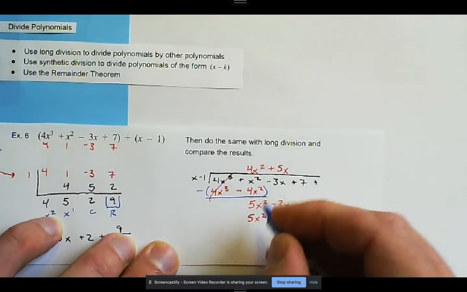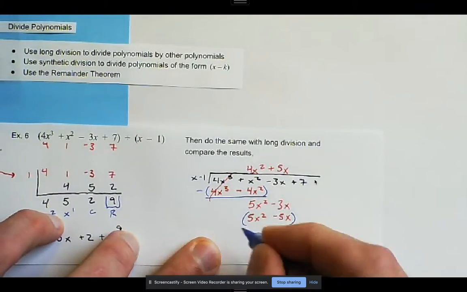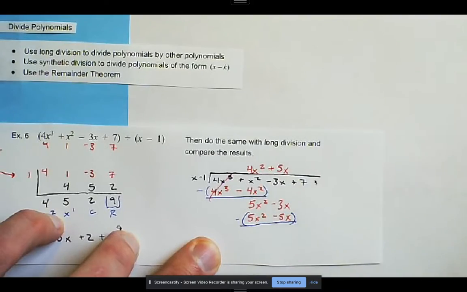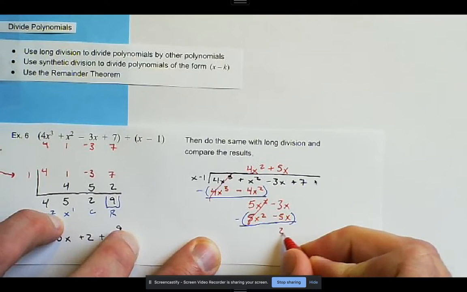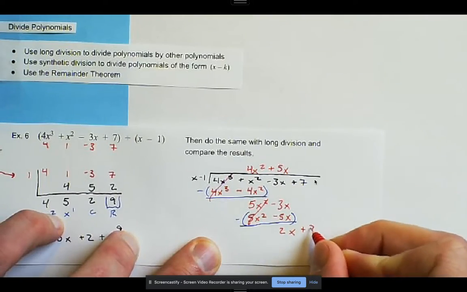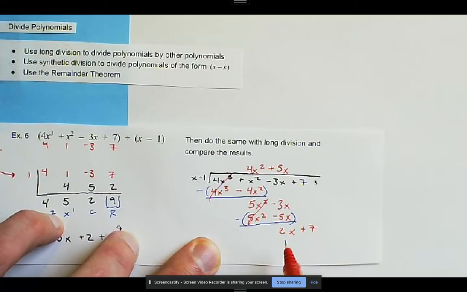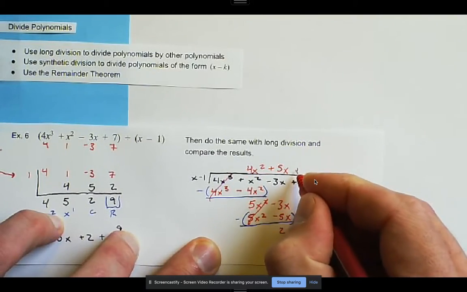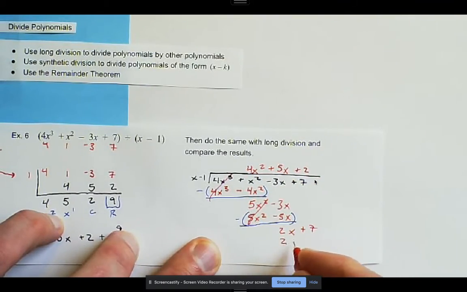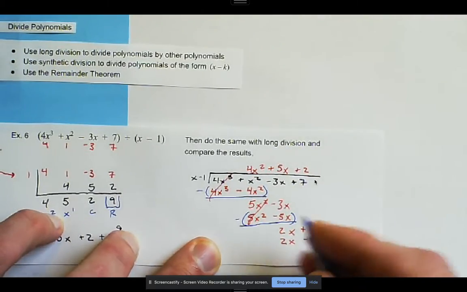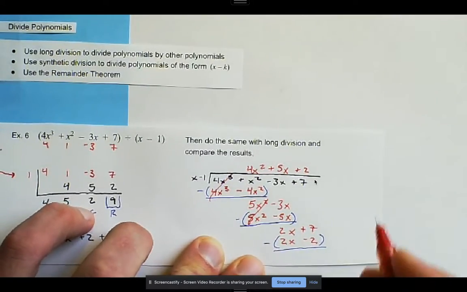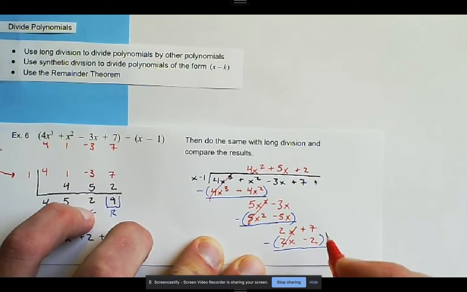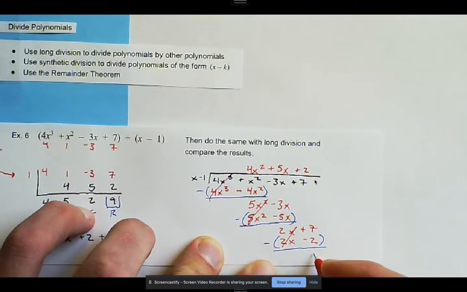And we have to subtract that whole polynomial. Lead term cancels out, and we get 2x. And bring down the constant 7. Again, we have to get our lead coefficient to cancel. So we already have the x, so all we have to do is add 2. So we get 2x. 2 times negative 1 is negative 2. Again, we have to subtract. And we're left with, lead term cancels out. 7 minus a negative becomes 9.